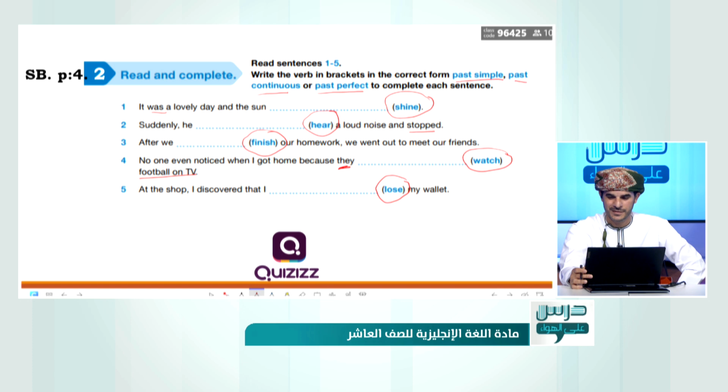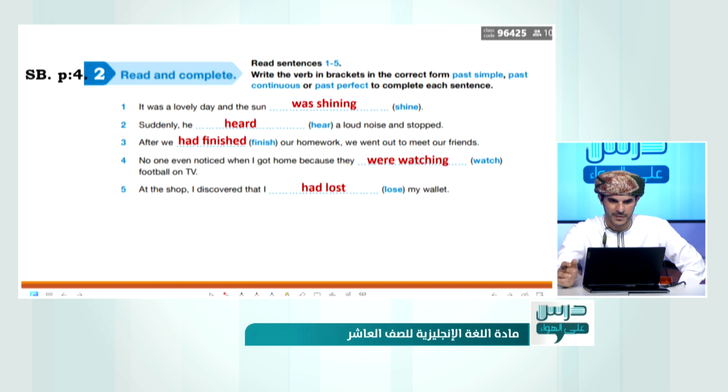Let's see the answers. I hope that you got it because we don't have much time, so we'll go straight to the answers. Sorry about that. So number 1, was shining. I hope that you got them all correct. Number 2, suddenly he heard a loud voice. After we had finished our homework, we went to meet our friends. So 2 actions, 1, 2 before the past. After we had finished, okay, we went to see our friends.